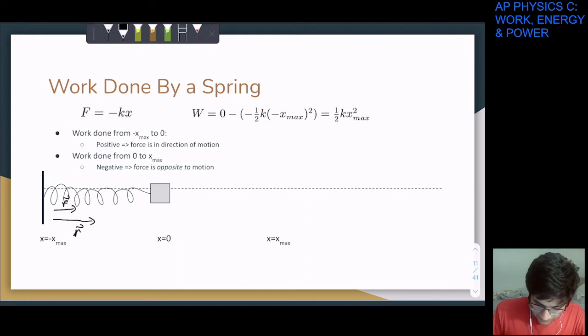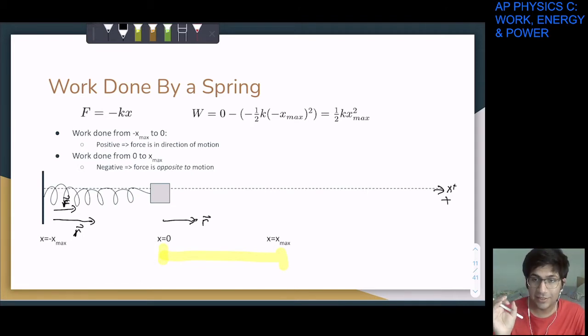Okay. Now, let's think about the next portion. Suppose we're considering from x equal to 0 up to x equal to x max. Well, now the direction is still the same. We can call this the positive x direction over here, and our force now is going to be where? Well, remember, springs want to go back to equilibrium. So if you are ever wondering where the force is, think about the spring wanting to go back to equilibrium.